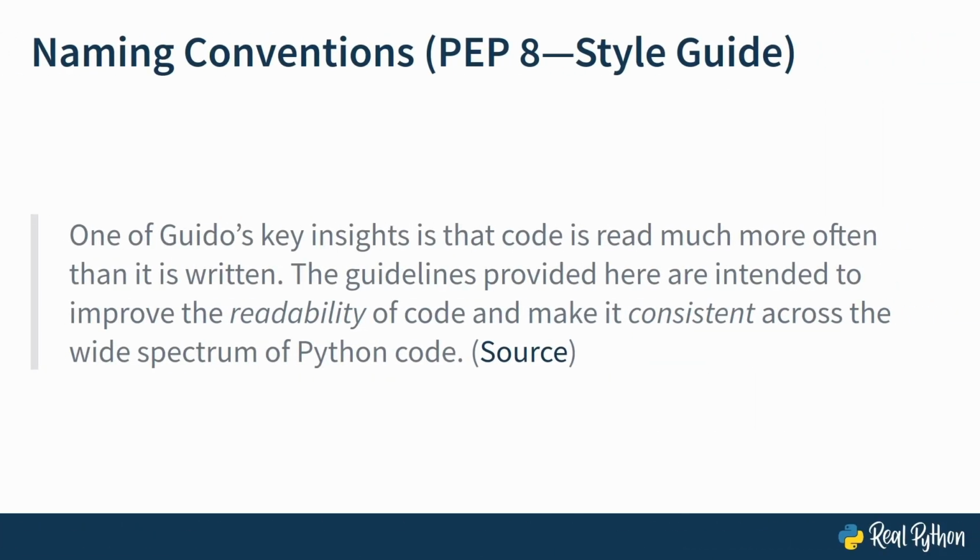You should, however, also consider PEP 8, which is the style guide for Python code, and it describes Python coding conventions. So in this guide, you will find the following section. It reads, one of Guido's key insights is that code is read much more often than it is written. The guidelines provided here are intended to improve the readability of code and make it consistent across the wide spectrum of Python code. Now, Guido here is Guido van Rossum. He's the founder of Python, so he created the Python programming language. But the key points here are readability and consistency.